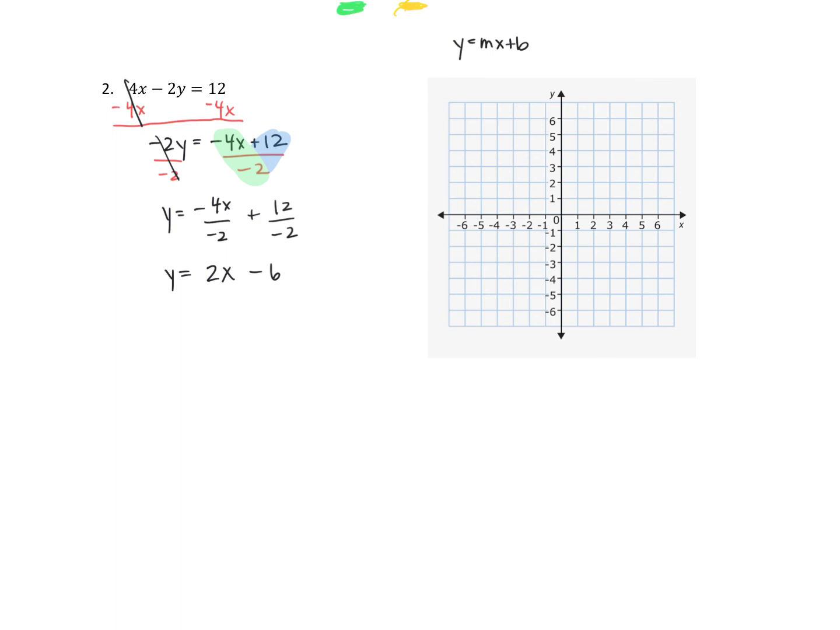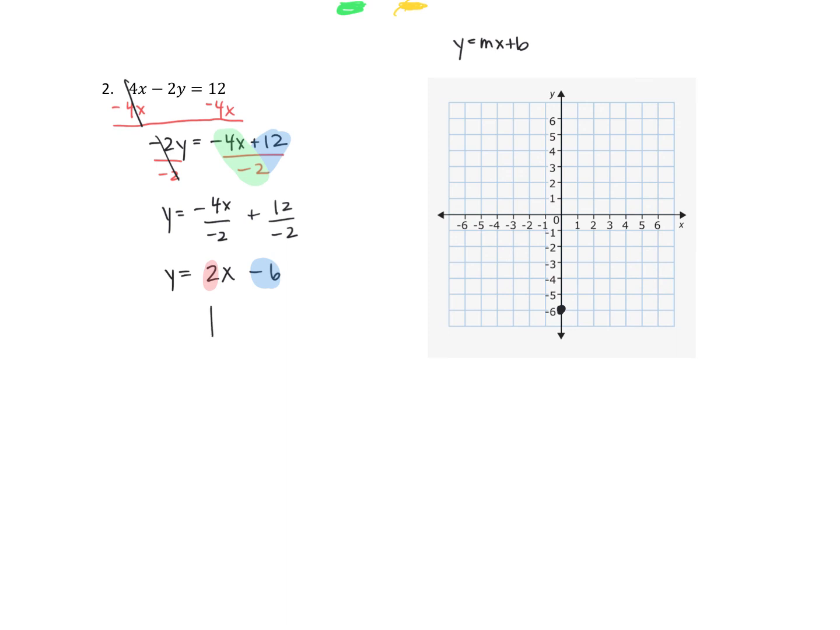Okay, so now we have the slope is 2, because that's what's in front of the x, right? The coefficient of x is m, which is the slope. And then negative 6 is the y-coordinate of the y-intercept. So I'm going to start by plotting the negative 6. That's the y-intercept, so it's down on the y-axis at negative 6.